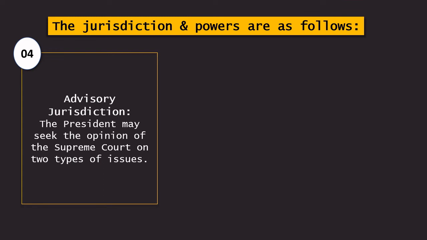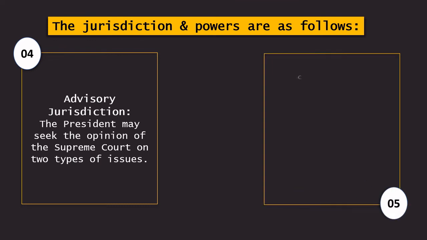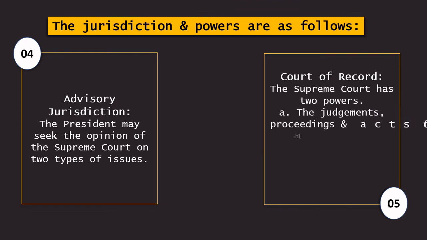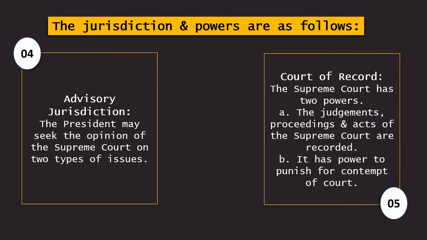Fifth, Court of Record. The Supreme Court has two powers. A. The judgments, proceedings and acts of the Supreme Court are recorded for perpetual memory and testimony. These records are admitted and cannot be questioned when produced before any court. They are legal precedents and legal references which can be used in similar cases in the future. B. It has power to punish for contempt of court either with simple imprisonment for a term up to 6 months or with fine up to rupees 2000 or with both.